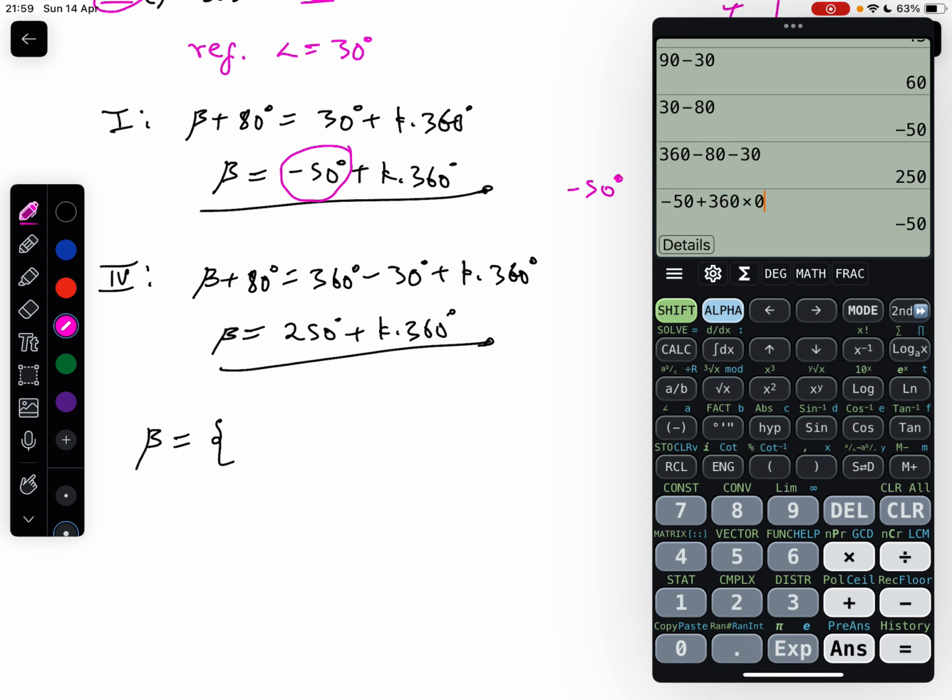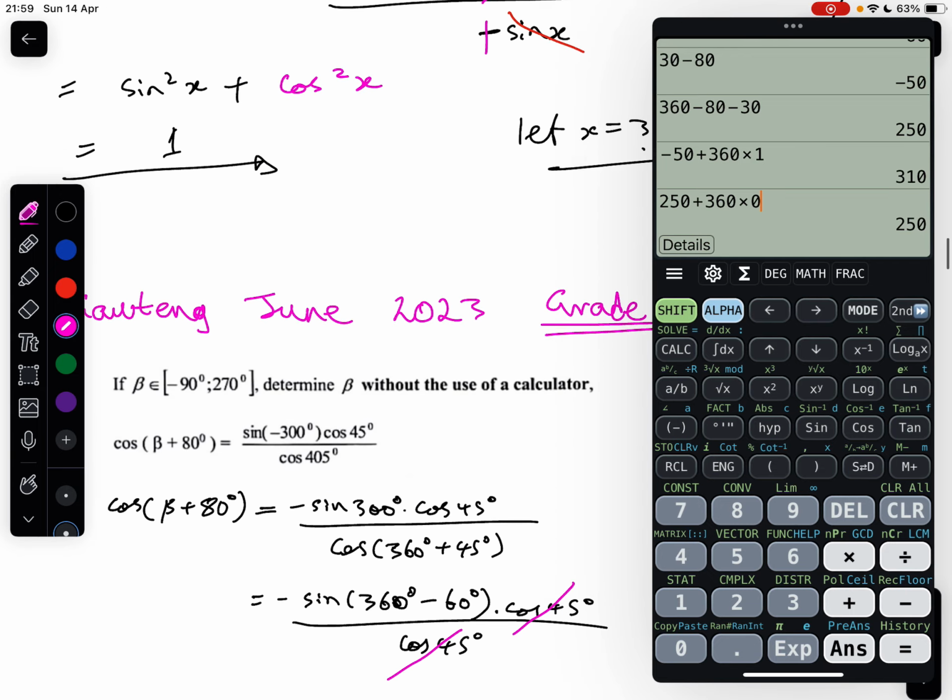What if k is 1? We get 310 degrees, which is greater than 270 degrees. So we are done with this one. We go to the other equation, 250 plus 360 times k, let's say k is negative 2. We get negative 470. Nope. Negative 1, we get what? Negative 110 degrees. And then if k is 0, obviously we get 250 degrees, which is still within the range of negative 90 to 270.